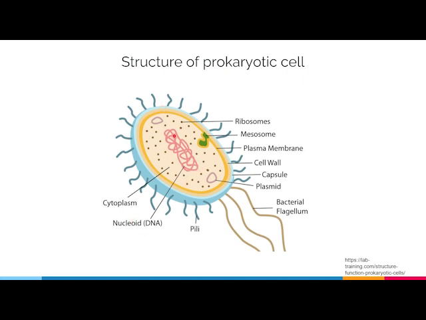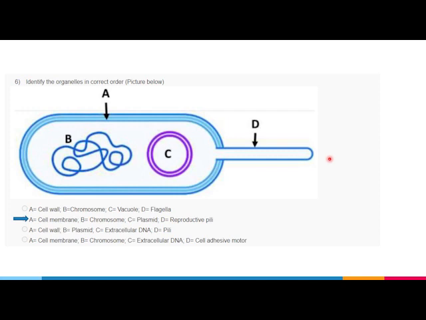And we have the nucleoid containing the chromosome, and the cytoplasm is the internal structure. So that is the structure of the prokaryotic cell, and obviously everyone chose correctly. A is cell membrane, B is chromosome, C is plasmid, and D is reproductive pili. We are on the same page regarding this, yes? We are okay, yeah? We can move on. Okay, thank you.